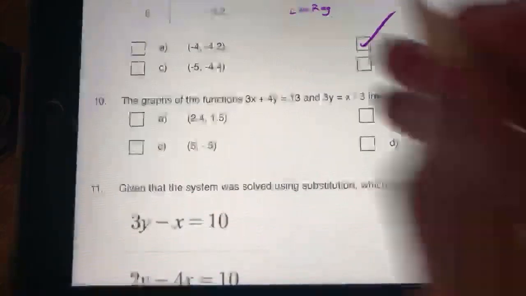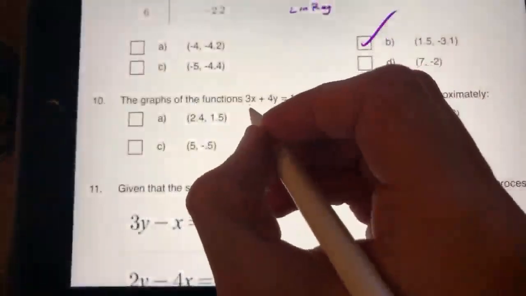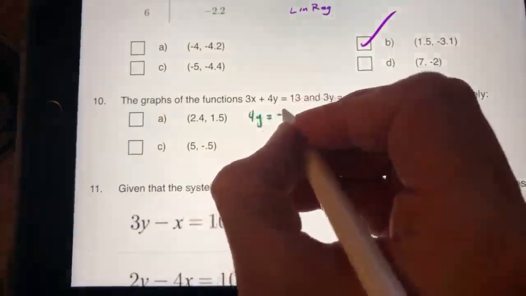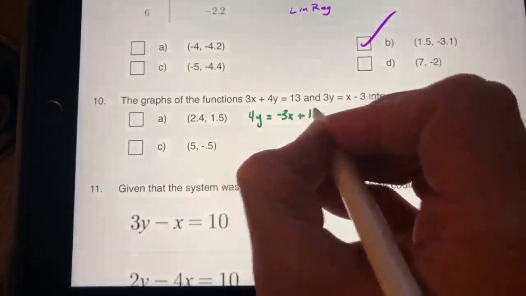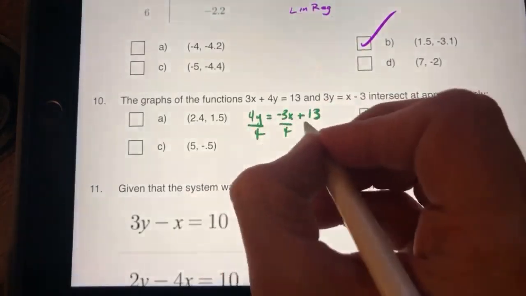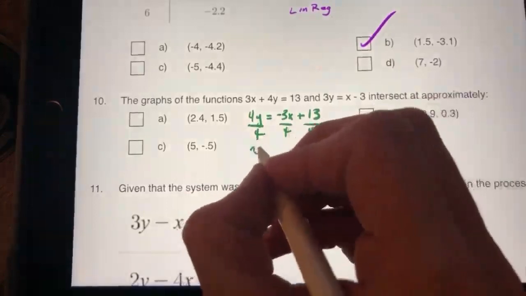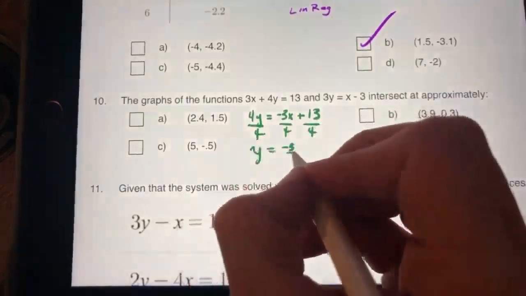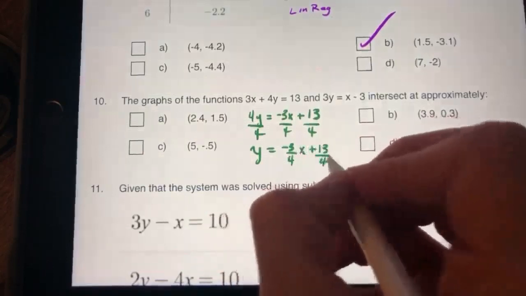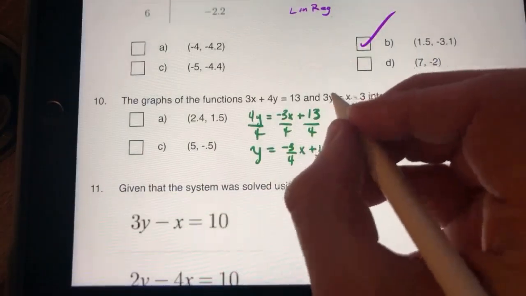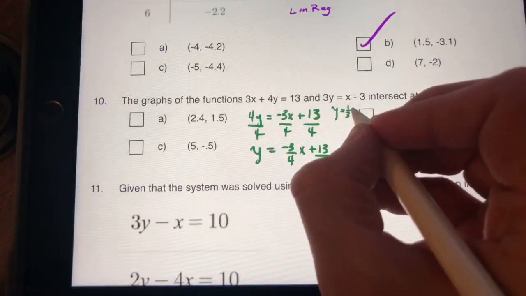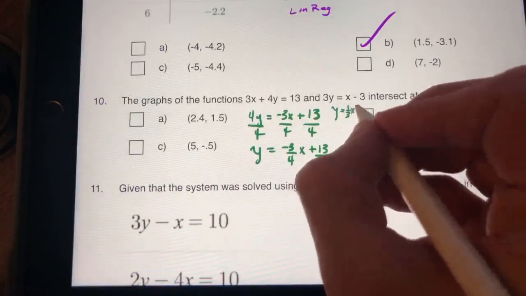So we want to start here. If we're going to be graphing these anyway, we have to get both of them in y form. So I'm going to move the 3x over and divide everybody by 4. This is basically a calculator question, literally. I'm going to leave it as 13/4. That doesn't simplify. And this one I just have to divide by 3, that's going to be y equals 1/3 x minus 1.